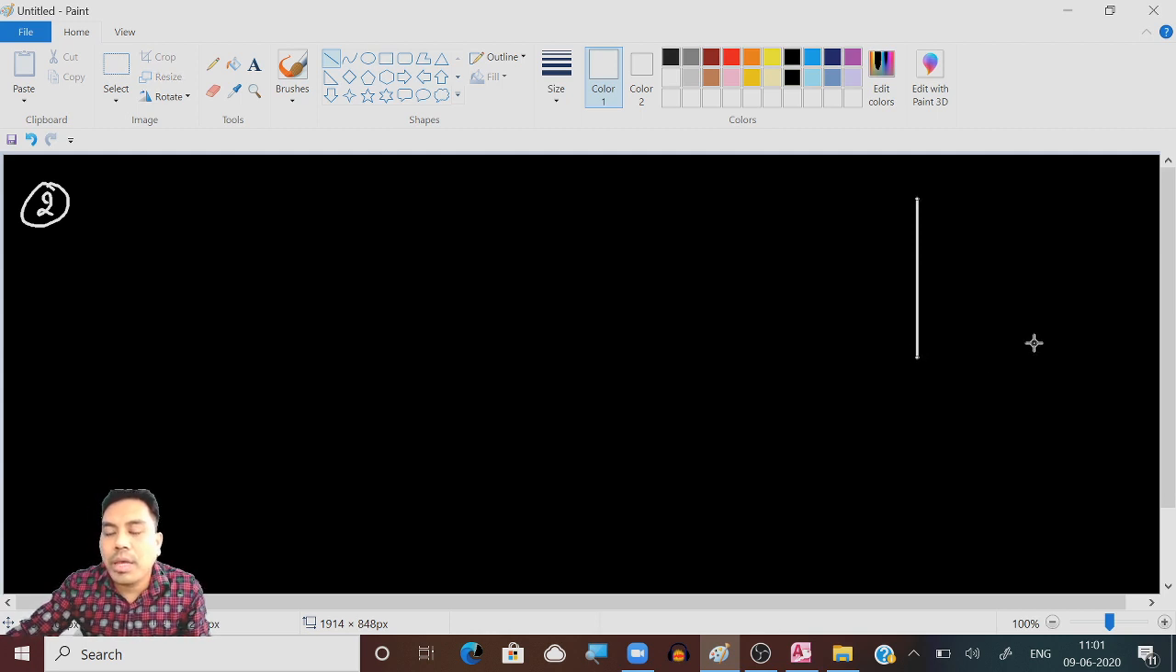And the tree broke at this position. Let us suppose the tree broke at this position. So after breaking what will happen? The top part will be falling down in this direction. In this direction it will be falling down.